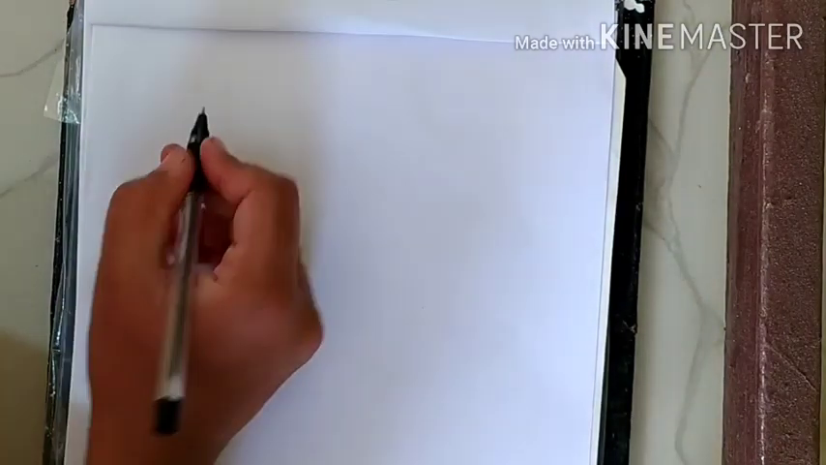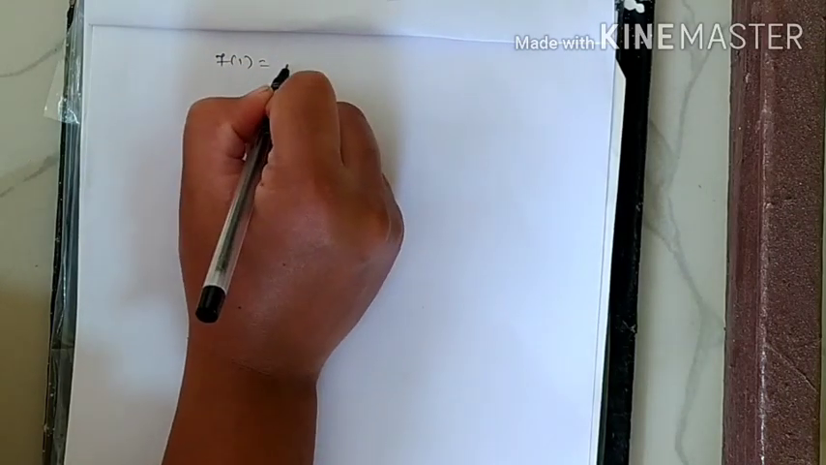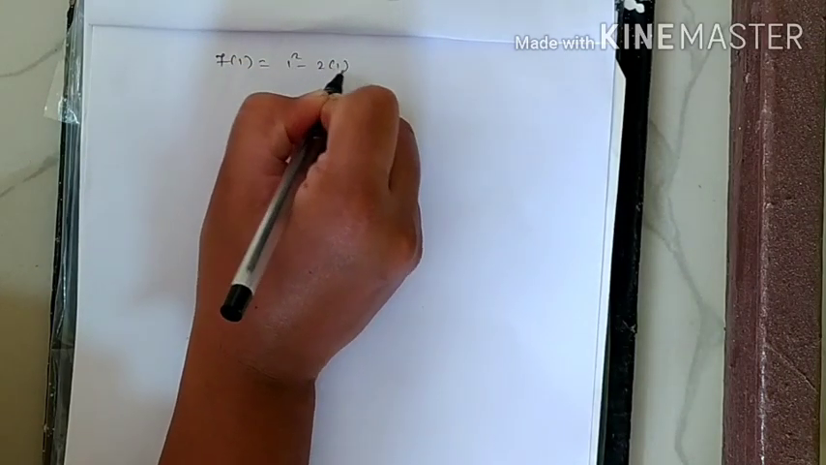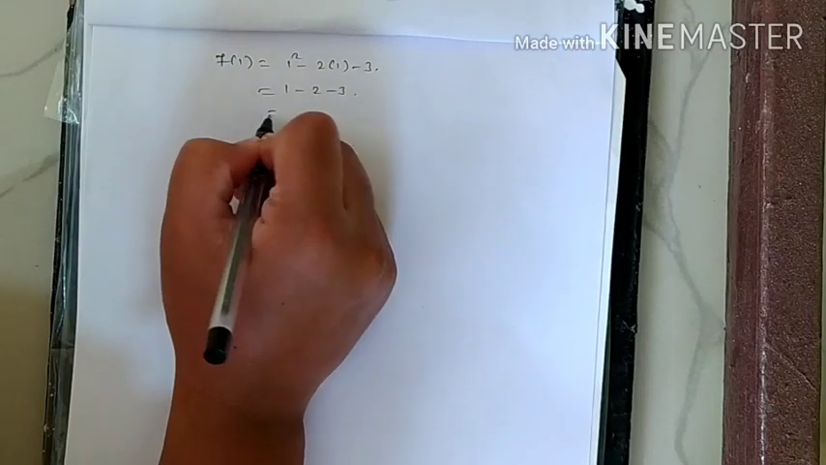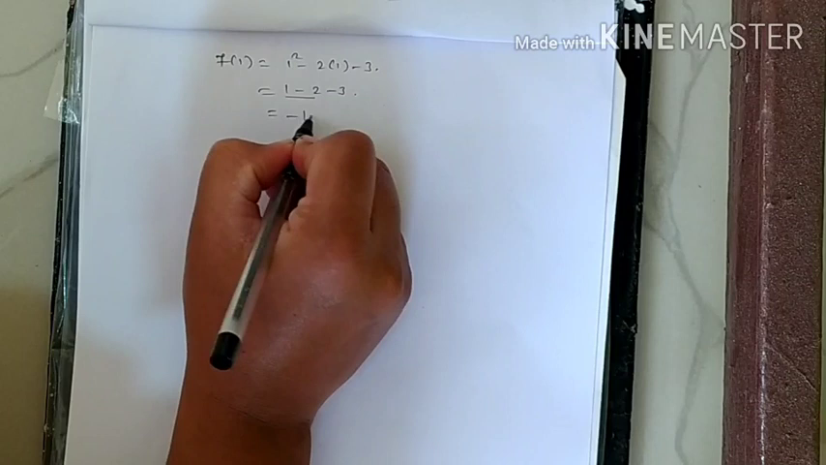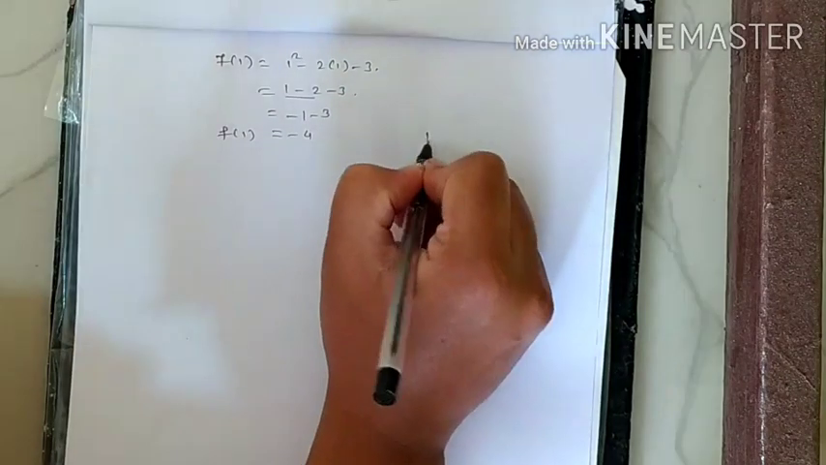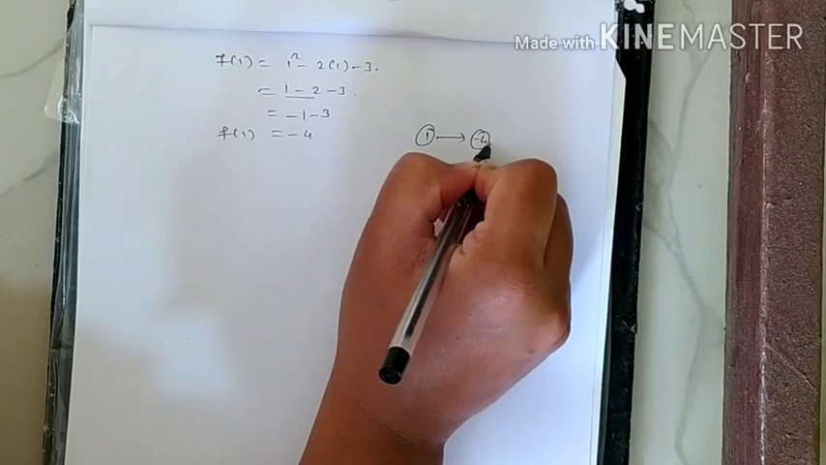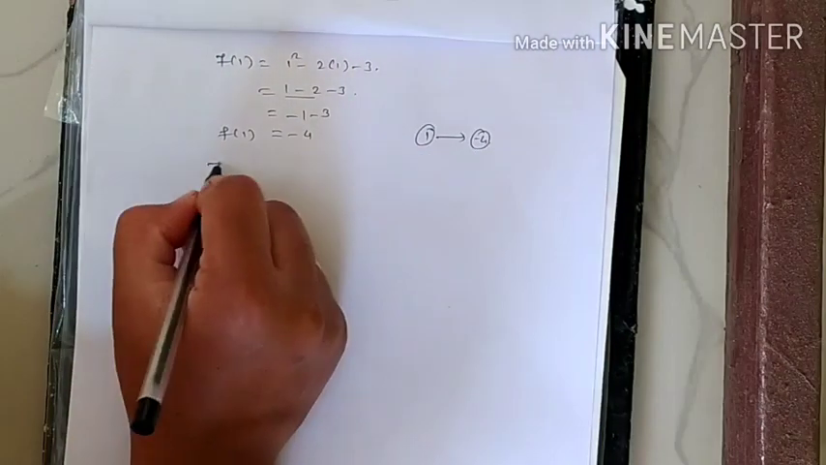We have found f of minus 2, f of minus 1, and f of 0 also. Now f of 1 is 1 square minus 2 into 1 minus 3. So 1 minus 2 minus 3. 1 minus 2 is minus 1, minus 3 equals minus 4. f of 1 is minus 4, so 1 is related to minus 4. Any doubt, students?